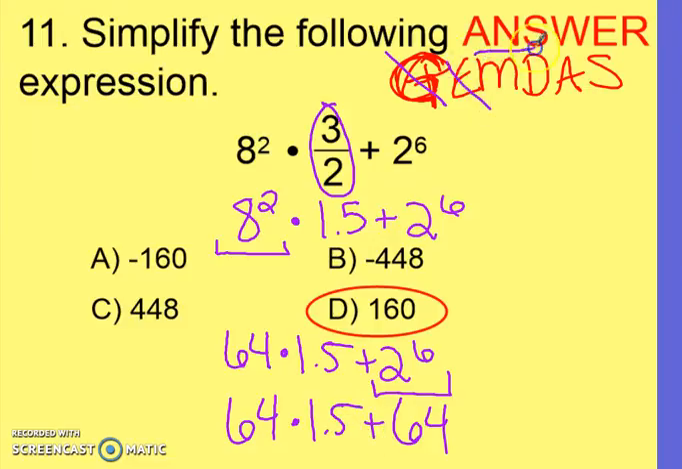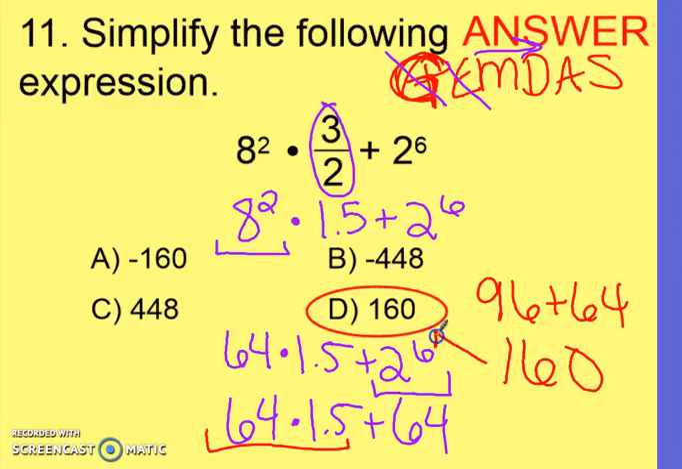Done with exponents, so now we're going to multiply and divide left to right. So I see multiplication first. 64 times 1.5 gives me 96 plus 64, and just add 64 to it. That gives me 160. There we go.